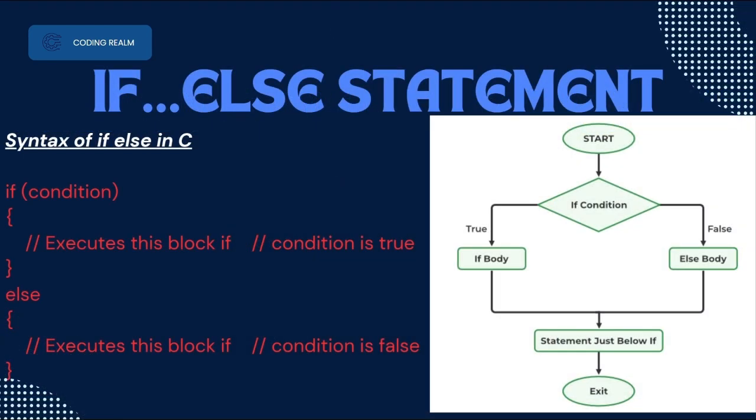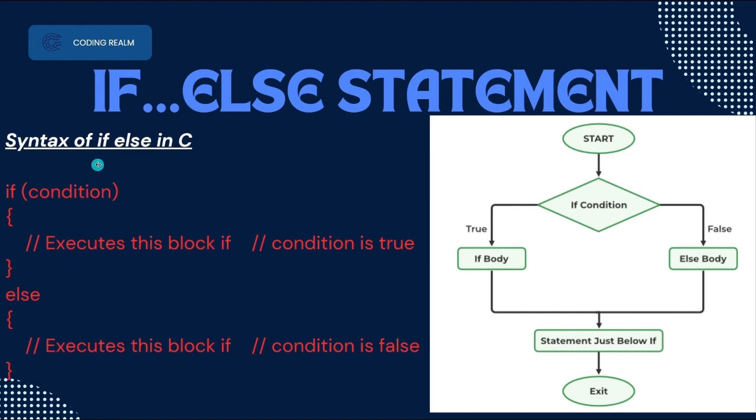Now the if-else statement. The if statement alone tells us that if a condition is true, it will execute a block of statements, and if the condition is false, it won't. But what if we want to do something else when the condition is false? Here comes the else statement. We can use the else statement with the if statement to execute a block of code when the condition is false. The if-else statement consists of two blocks, one for the false expression and one for the true expression.